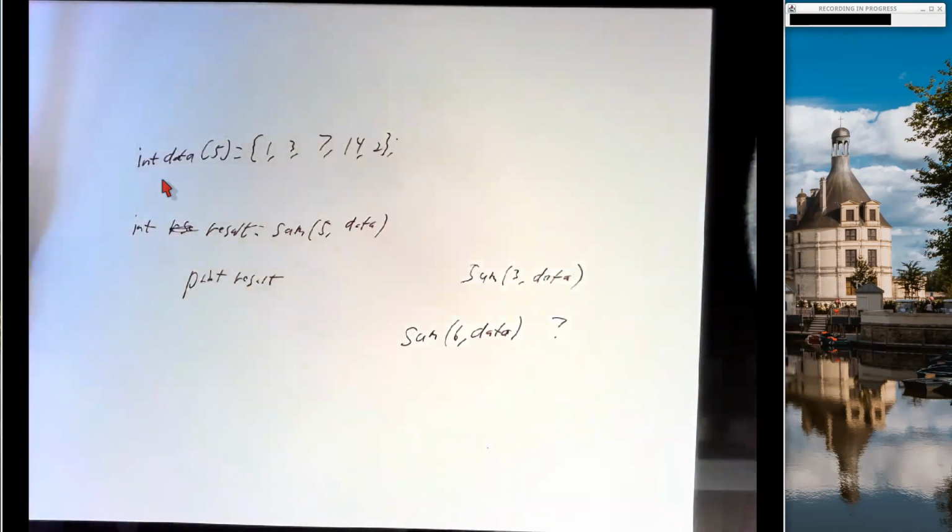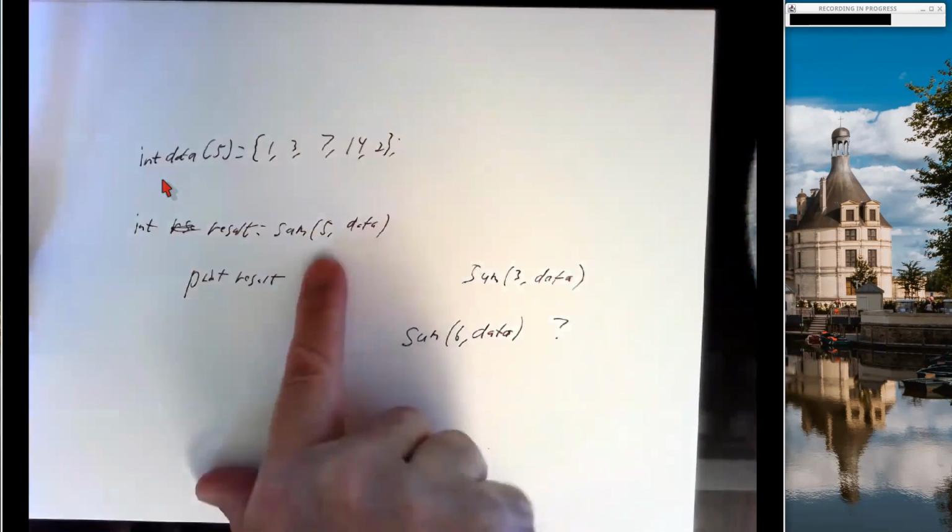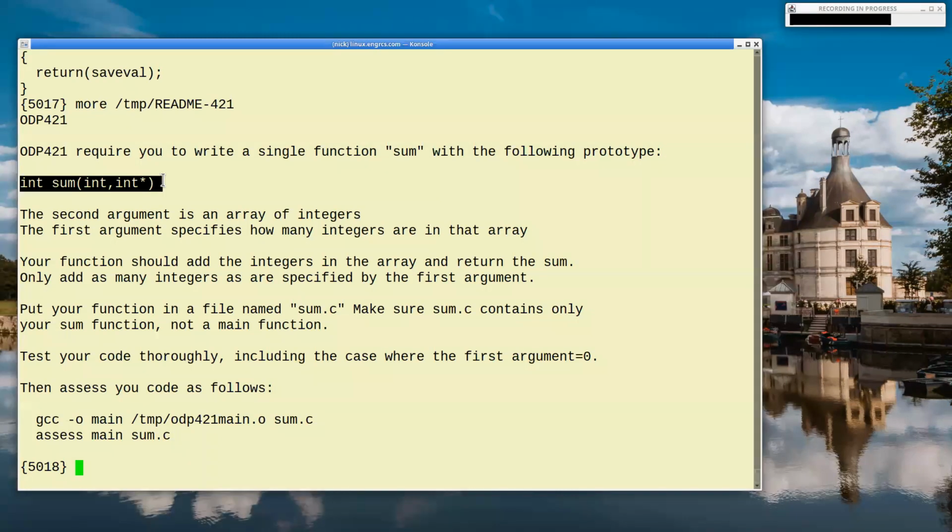And if I call my sum with a 0 for the beginning, it should just return 0, right? Because we're adding the elements of the array together by successively adding them to a running sum that's initialized to 0. So if you don't have any data to add, just return a 0. So that's the case where the argument is equal to 0. So write your sum function, test it with your own main program, and then link it with the test bed and go ahead and assess it.